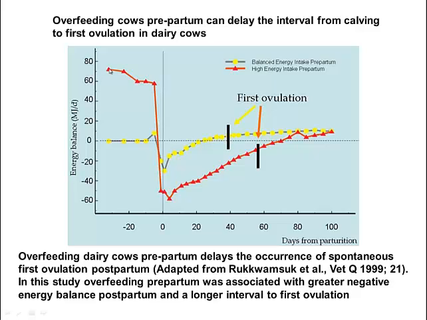Now if we feed them an excessive amount of food prior to calving, which is this red line here, so energy balance is way up in the positive here, we're feeding them too much, we find that it actually delayed their first postpartum ovulation interval. So the message is feed cows prior to calving at the right amount that they need. Don't feed them too much, just feed them what they need. If you feed them too much, there's a risk that you'll actually delay ovulation.